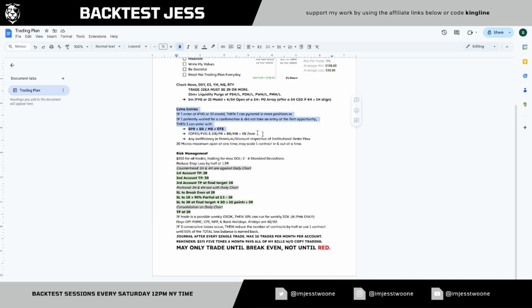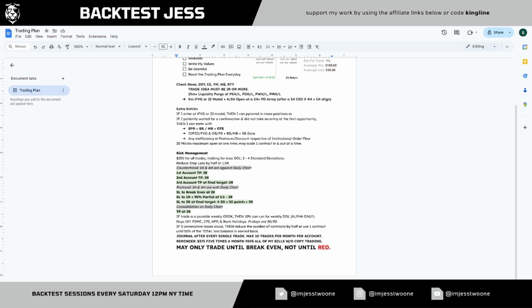So these extra entries, these are extra accounts. Damn it, I unmuted myself again. This is extra accounts. This isn't the same account. And then down here, if I take two consecutive losses, then I reduce my number of contracts by half, or use one account, this is next day. This is not the same day.